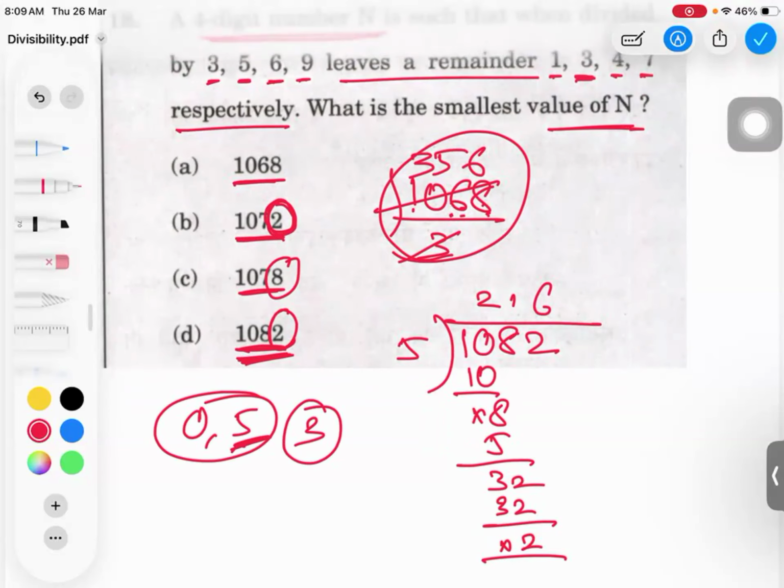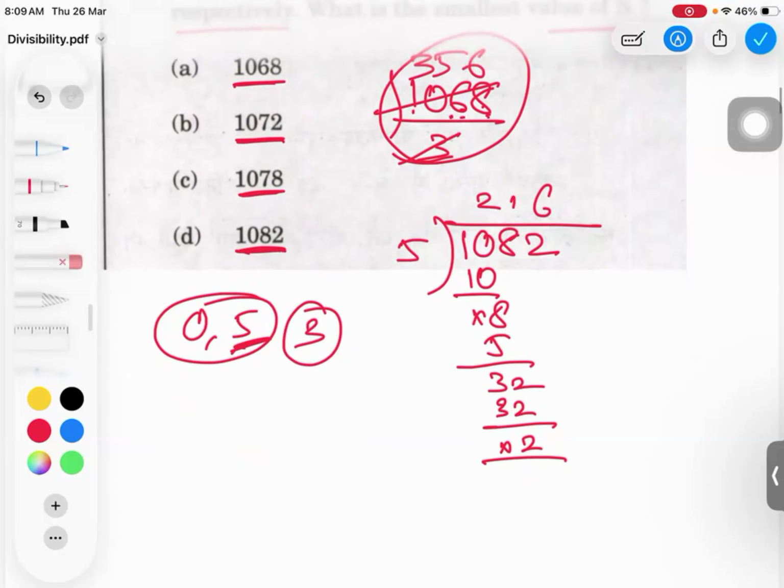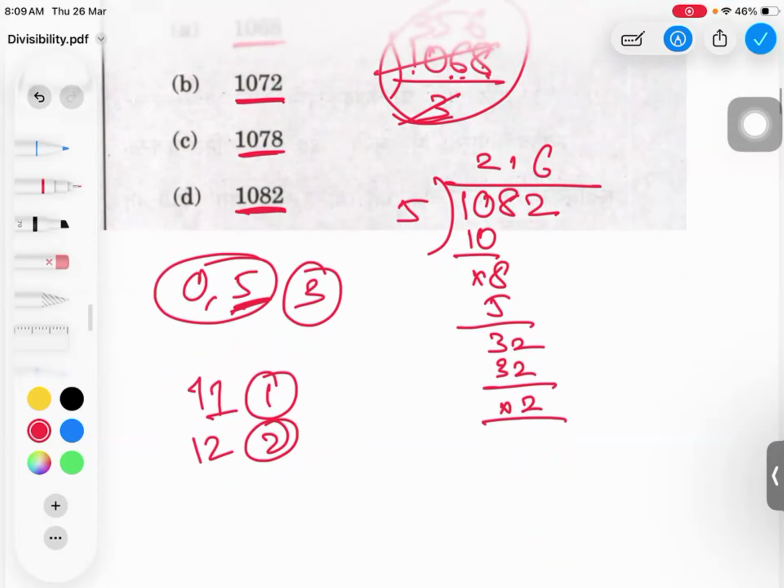I think you are able to get this? When 8 is in the unit digit, the remainder with 5 will always be 3. You can also do it simply with 11. 11 divided by 5, remainder is 1. 12 divided by 5, remainder is 2. 13 divided by 5, remainder is 3. 14 divided by 5, remainder is 4. 15 is divisible by 5.